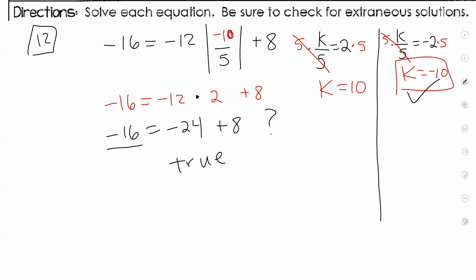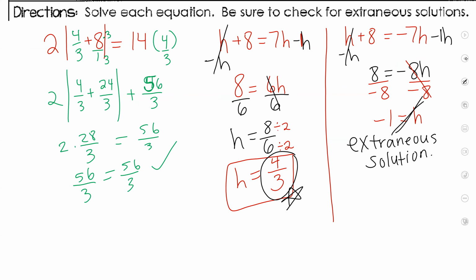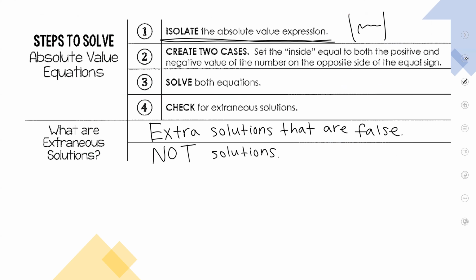Okay? So yes, you need to check all of these. So that means if you follow the steps, you isolate the absolute value, then you create your two cases, a positive one and a negative one. Then you solve, and then you check your answer. Okay, so those are the 4 steps.